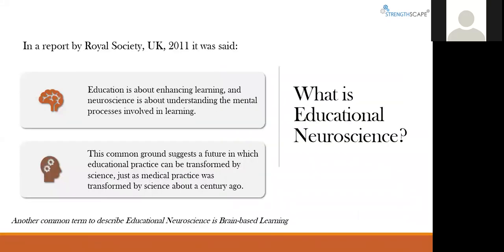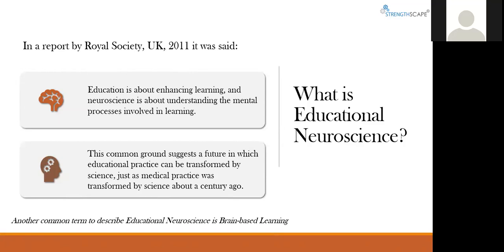So a report which was published by the Royal Society of UK in the year 2011. Here is what the report told us about educational neuroscience. So first of all, what is education? Education is about enhancing learning, and neuroscience is about understanding the mental processes that are involved in learning. The common area between both of them is learning.